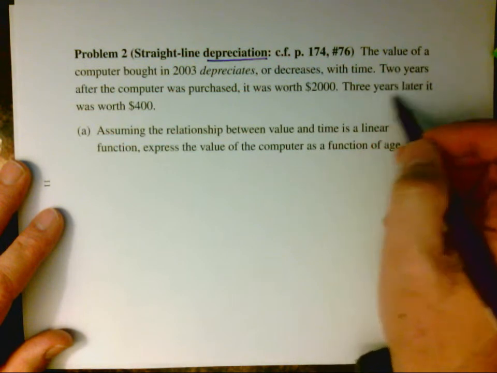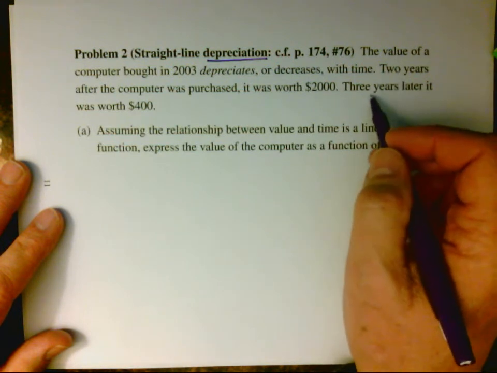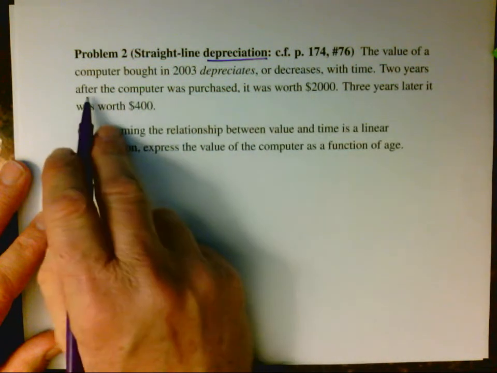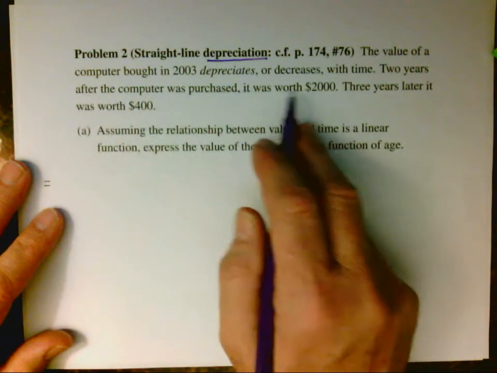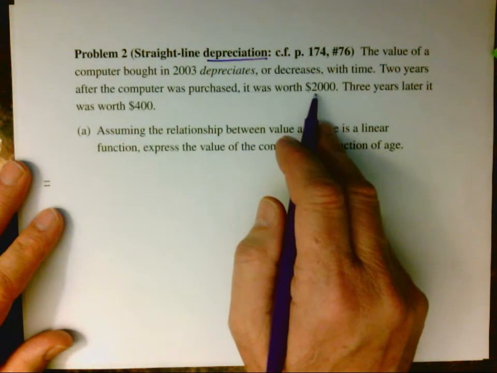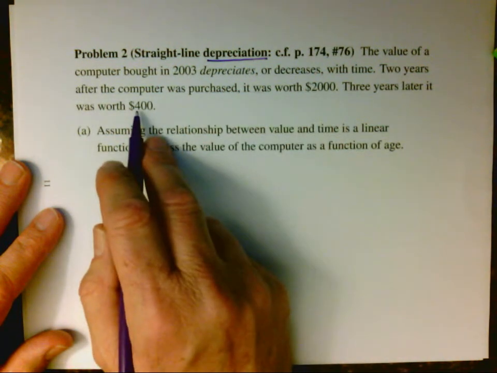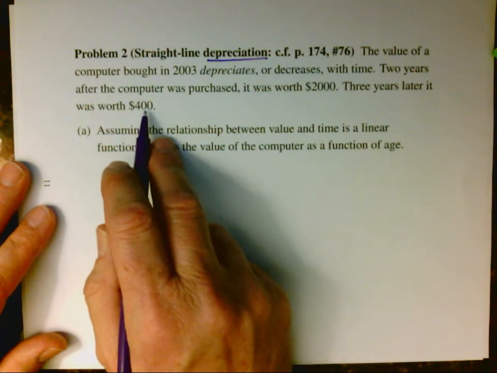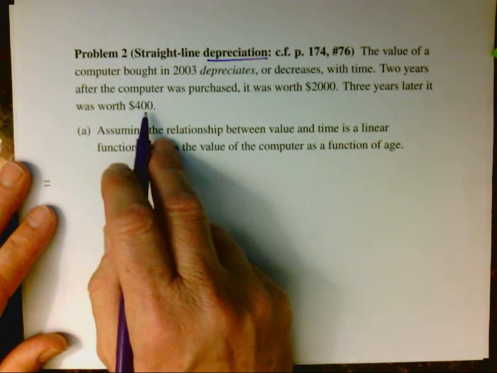They're giving us some information here. Let's see. 2 years after the computer was purchased, it's worth $2,000. 3 years later, it's worth $400. So that's going to give us enough information to come up with two XY pairs.